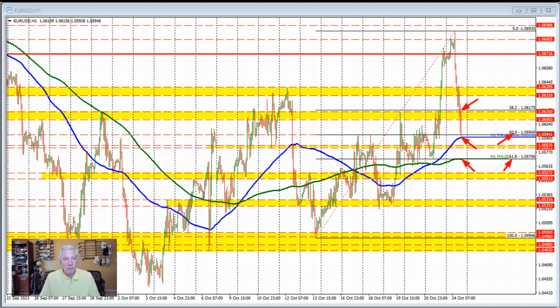But what we're noticing here in the euro versus U.S. dollar is a sharp move to the upside, then a sharp move to the downside. The market's not sure where it wants to go, so it returns back to the neutral type area.